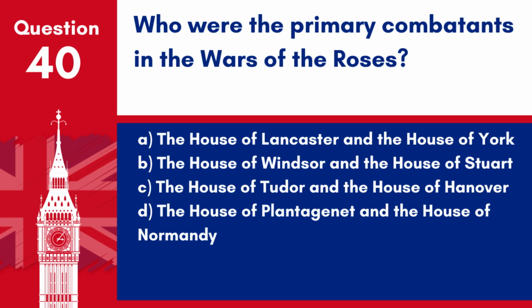Question 40. Who were the primary combatants in the Wars of the Roses? A. The House of Lancaster and the House of York. B. The House of Windsor and the House of Stuart. C. The House of Tudor and the House of Hanover. D. The House of Plantagenet and the House of Normandy.